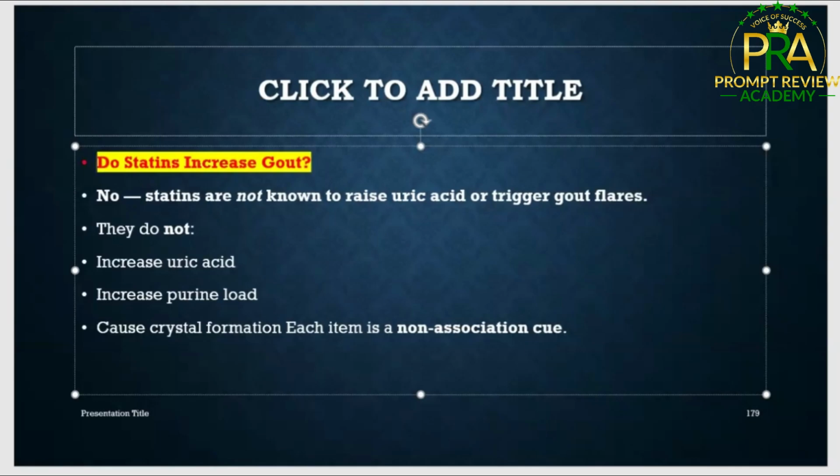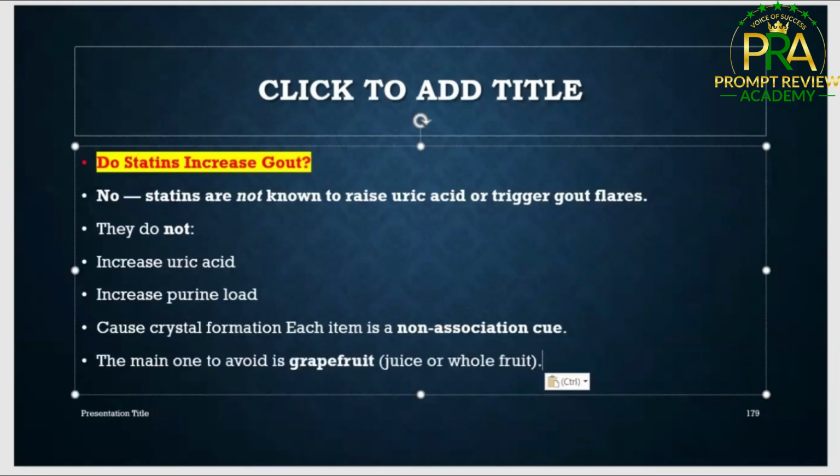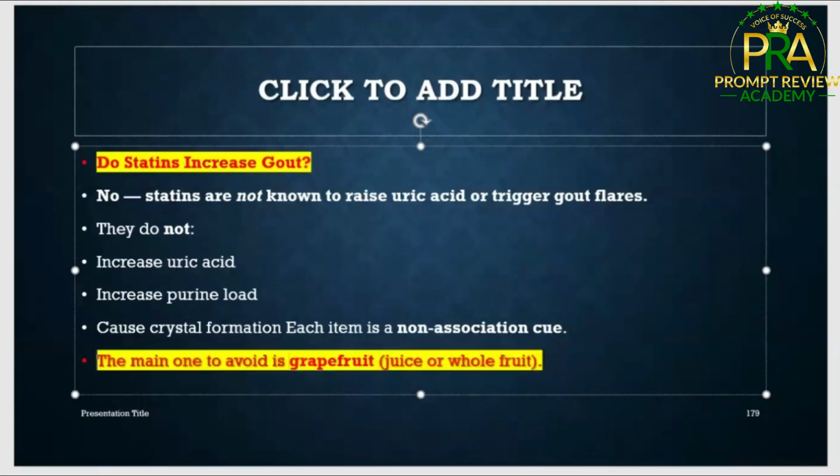The final thing that we always see in the exam is to educate them to avoid grapefruit juice. So grapefruit. Look out for more questions on statins, because it's very important.